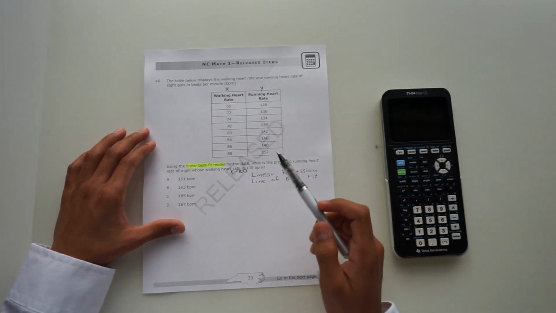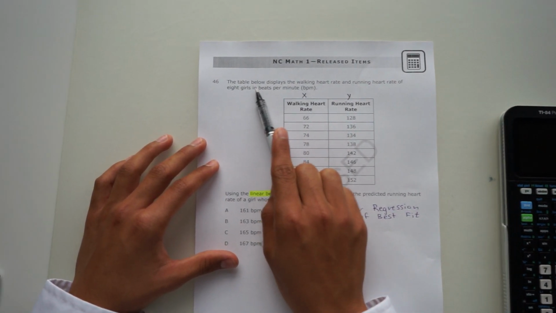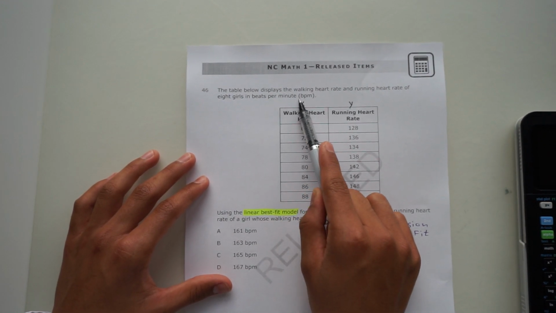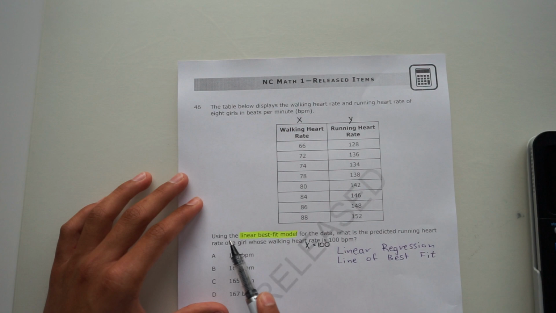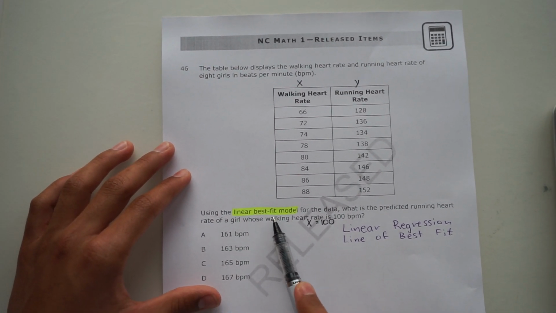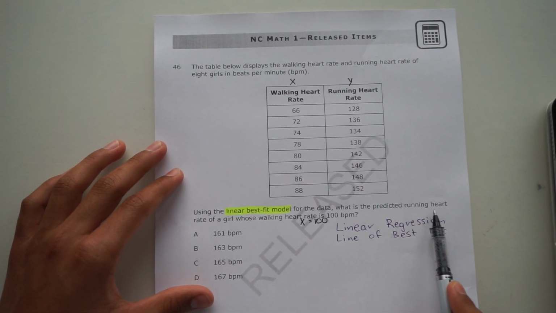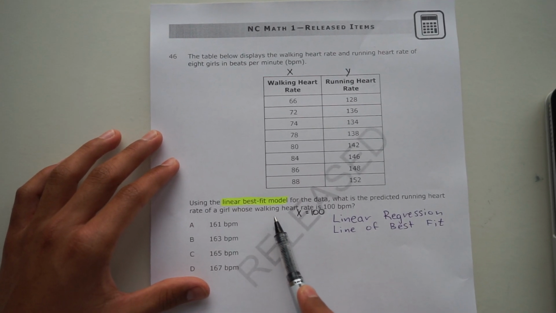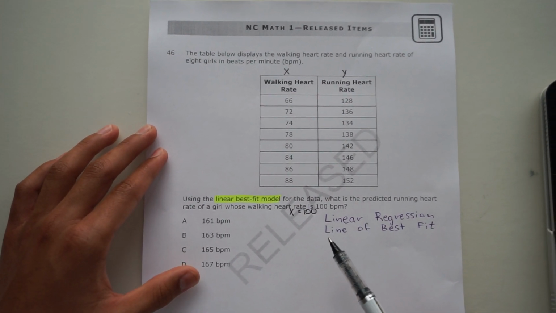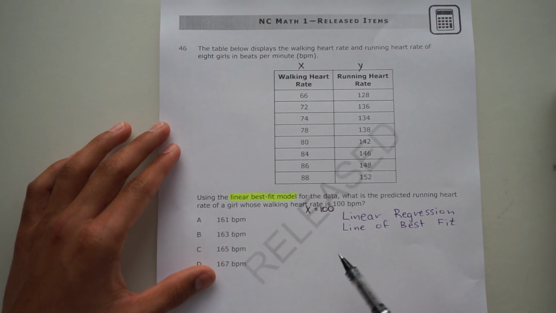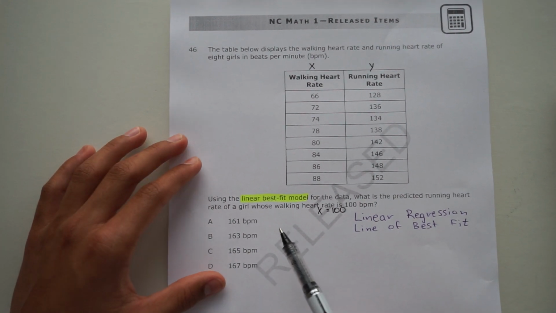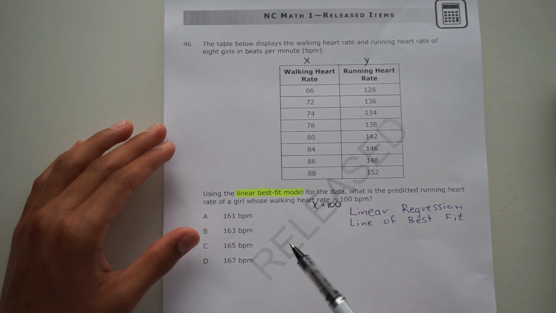We have a released EOC question right here that says, the table below displays the walk-in heart rate and running heart rate of 8 girls in beats per minute, BPM. These are the X values and these are the Y values. Using the linear best fit model for the data, what is the predicted heart rate for a girl whose walk-in heart rate is 120 BPM? This question wants you to perform linear regression to find the line of best fit equation so we can estimate what the heart rate is for 100 BPM.